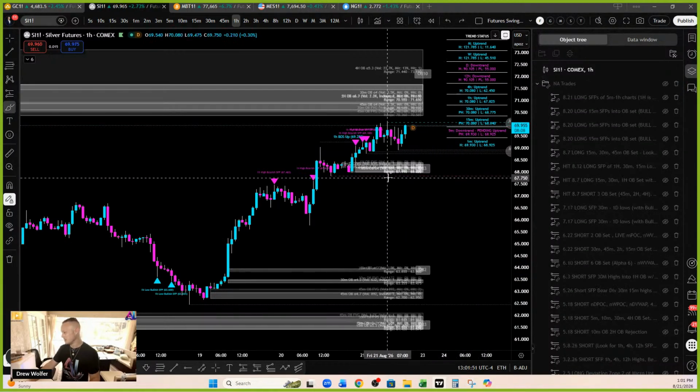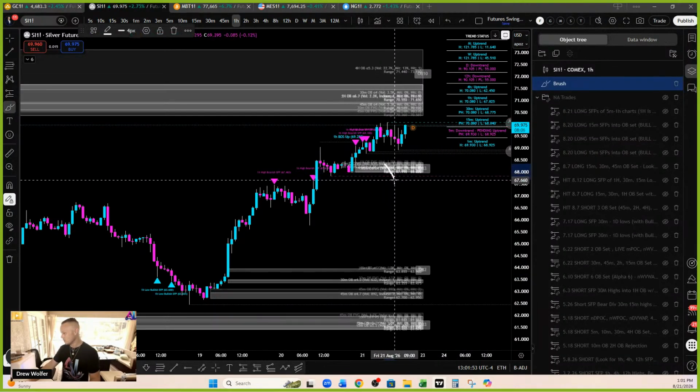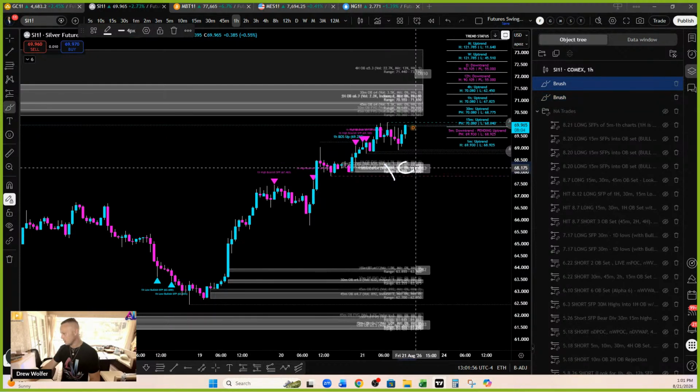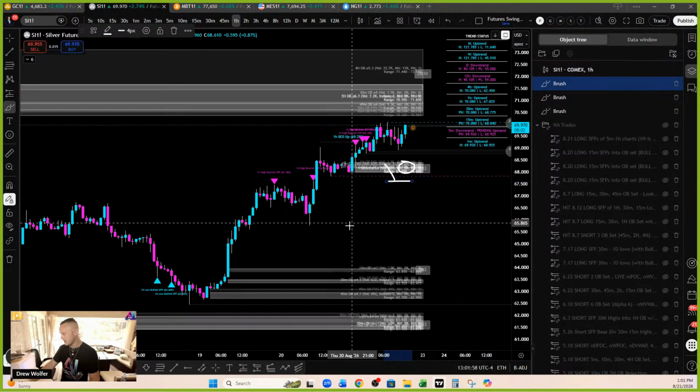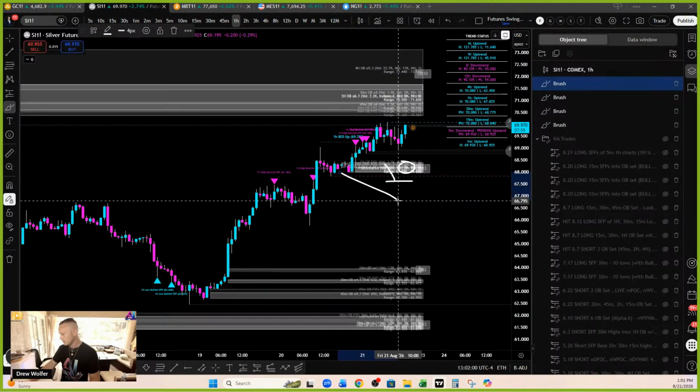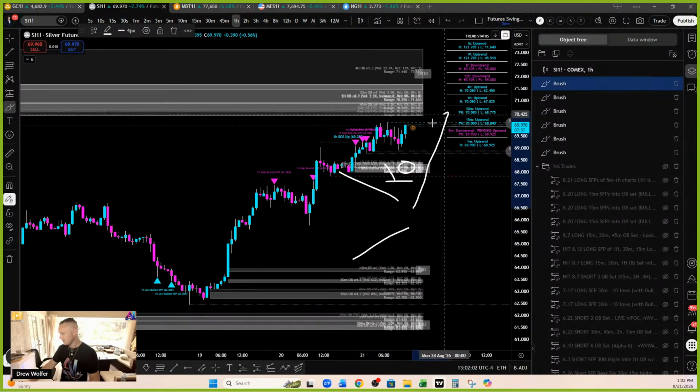That's just what the order blocks say. What I would like to see is a swing failure pattern that happens right here. We run through this order block, we get the swing failure pattern with the divergence, right? And then we long it.